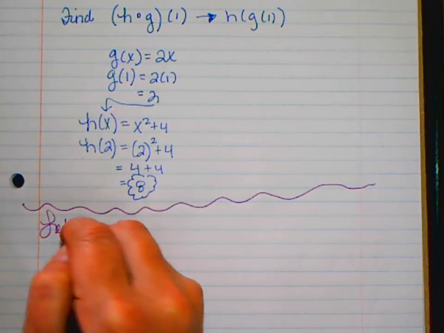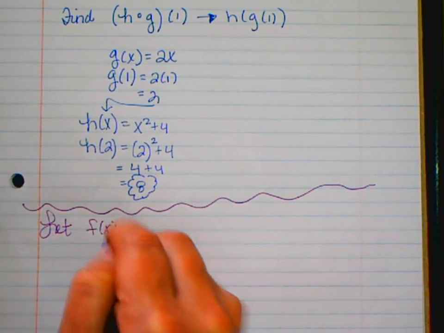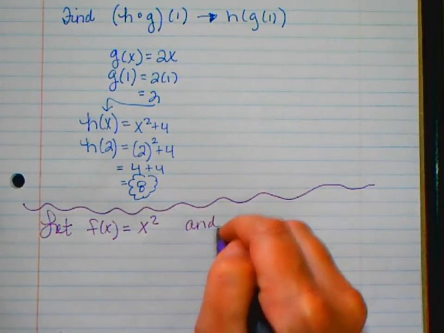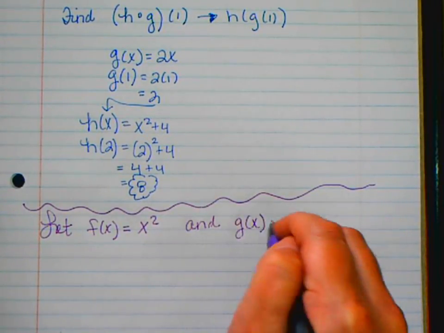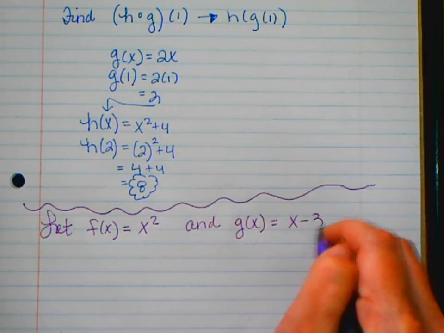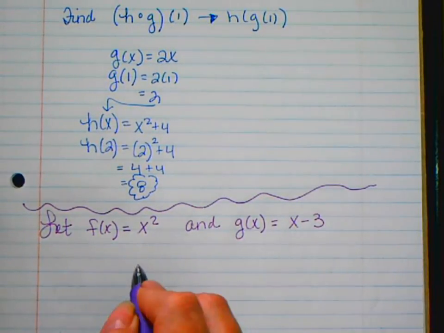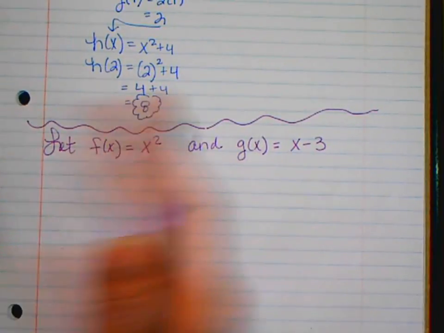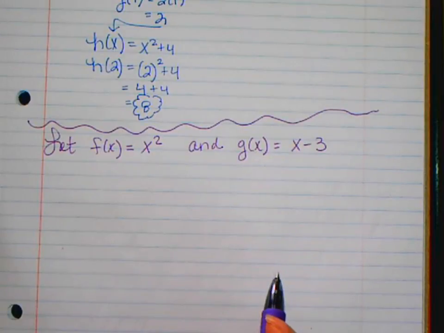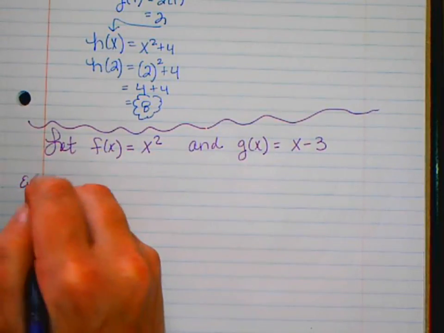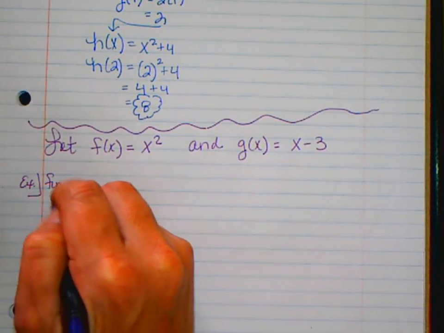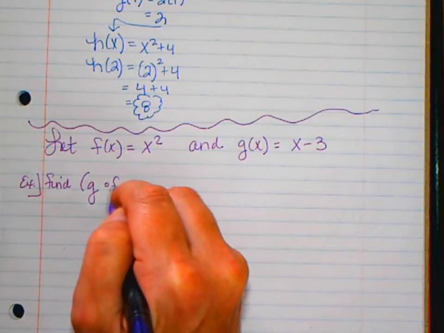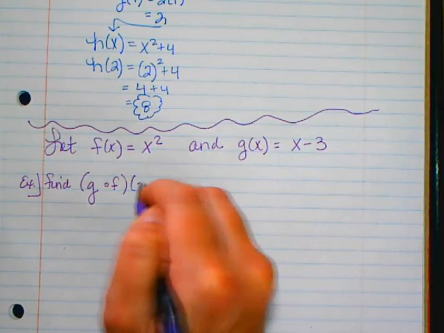Alright, let f of x equal x squared and g of x equal x minus 3. I'm going to do 3 separate problems here. So I'm going to separate the bottom of my page into like thirds, okay? My first example, I'm going to find g of f of negative 2.